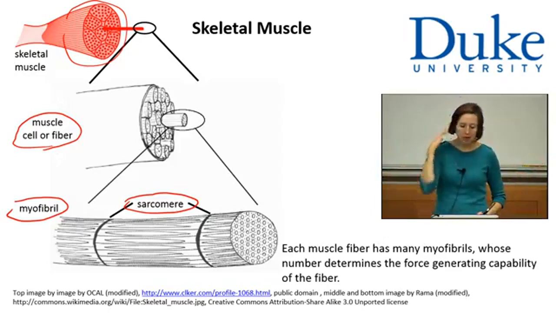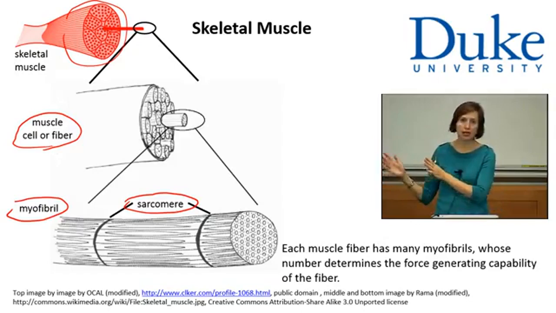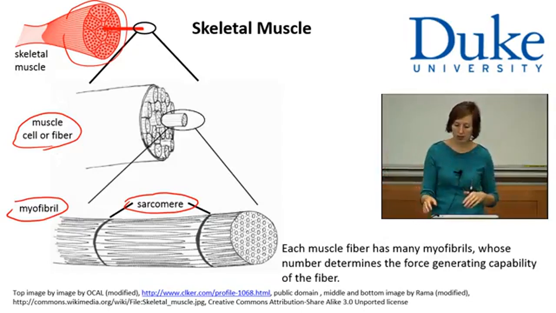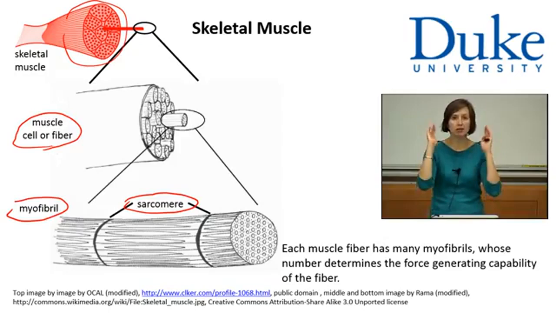So it's the number of myofibrils that are going to determine the force generating capability of the fiber, and we can divide the myofibril into sarcomeres. And the sarcomere pattern is what's going to cause the striations or the banding of the skeletal muscle cells, because the myofibrils will be aligned in a very organized way.